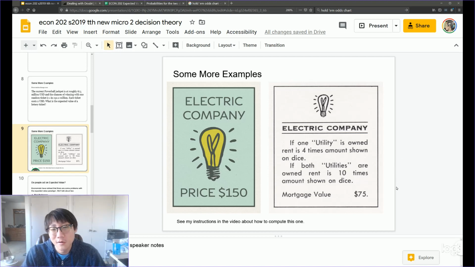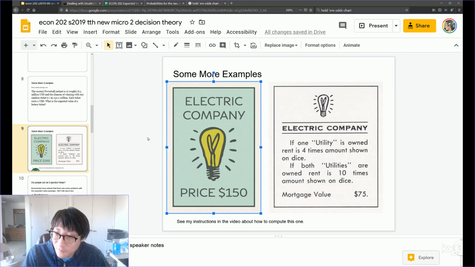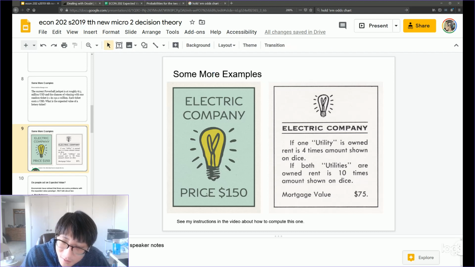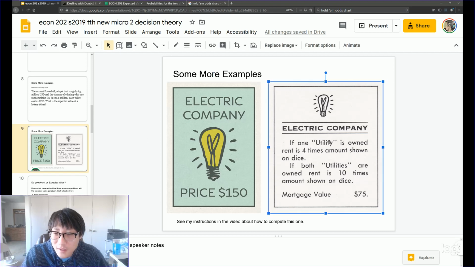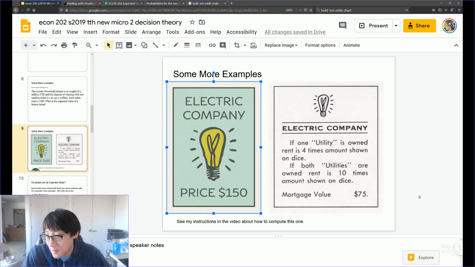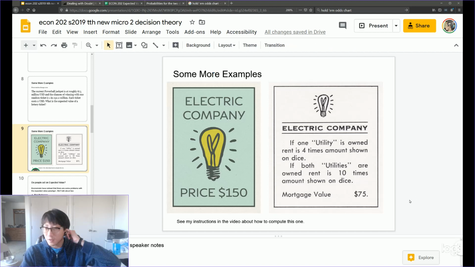Okay, so now you might be thinking to yourself, well, how good is that? Is that worth it to be paid 4 times the amount shown on the dice? And remember, it costs $150 to buy this property in the first place. So given that it costs $150, how long is it going to be before you can break even on this property? Okay, so we're going to look at that.